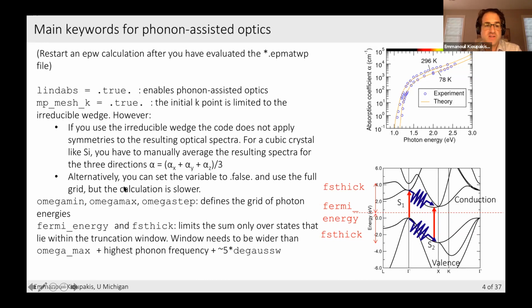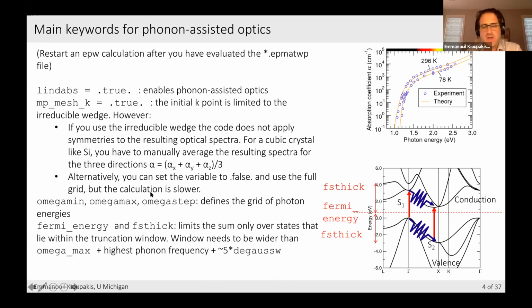The other choice is you need to decide what is the spectral region that you want to calculate the spectra for. So in this case, we'll start from 0 and go to a maximum, so that's omega min, omega max, and how many steps you want along the way. Do you want 100 points, 1,000 points? It's a small difference to add more.